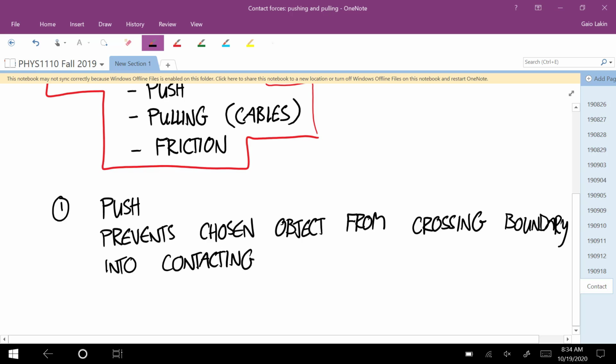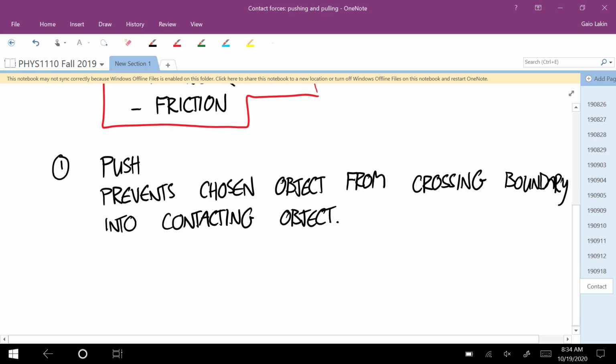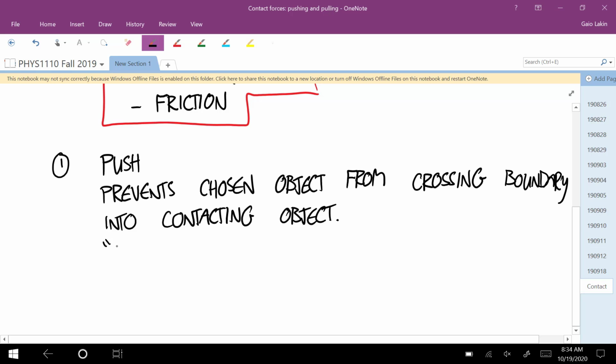Okay, so what would happen if there were no pushing forces? Well, for example, when you're standing up, the floor is pushing on you. If that pushing force that the floor applies up to you suddenly disappeared, you would sink into the floor. You would cross the boundary into the floor. You could think of the floor turning into air, water, or something, and you would sink right in. It's that pushing force that keeps you from crossing the boundary into that contacting object. So pushing forces are, give me my space forces.